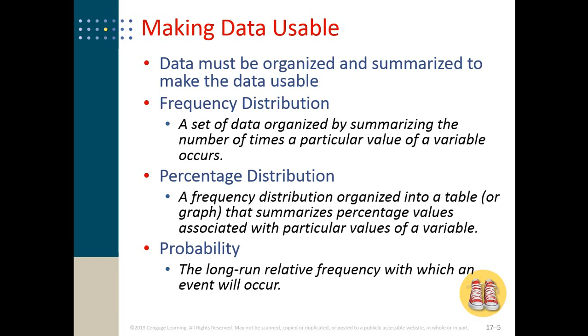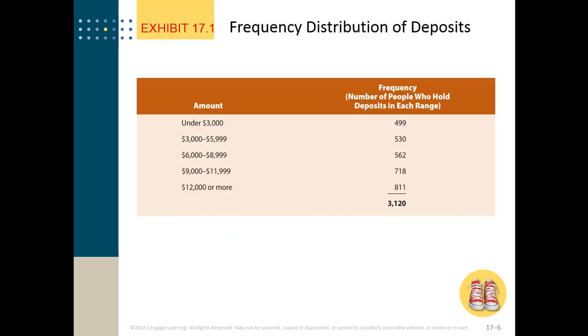And percentage distribution is also a tabular way of arranging data, but instead of showing the number of times a particular observation appears, here we show the proportion of times a particular observation appears in a sample. And last of all, probability is the chance of a particular event occurring. Now let's see some examples.